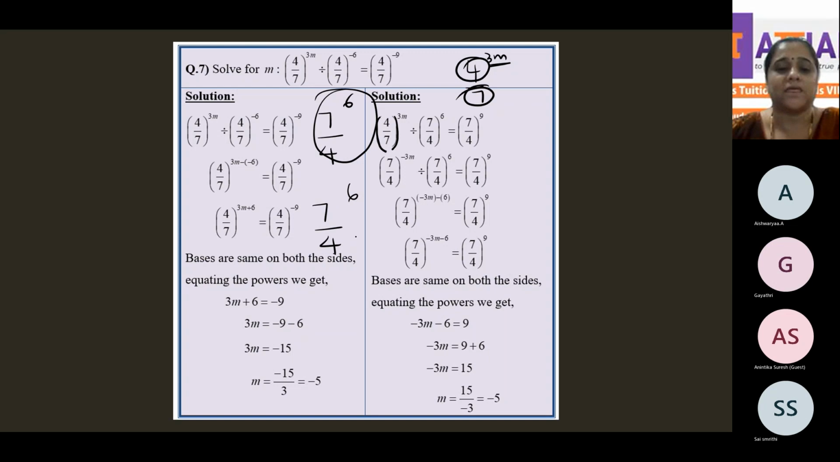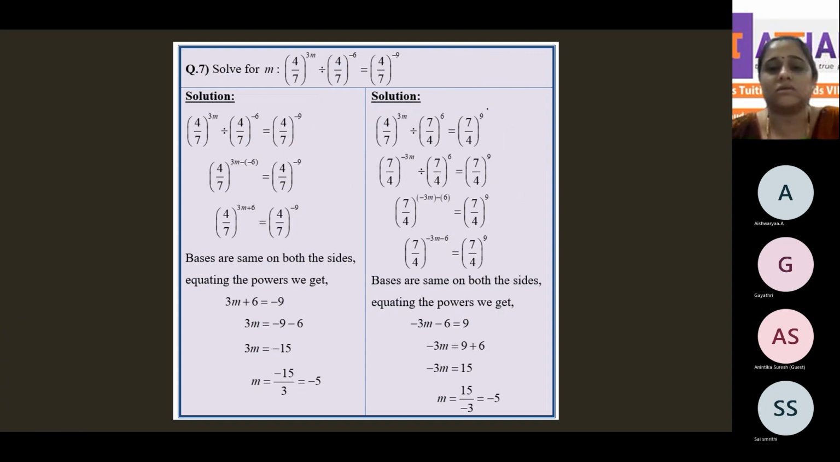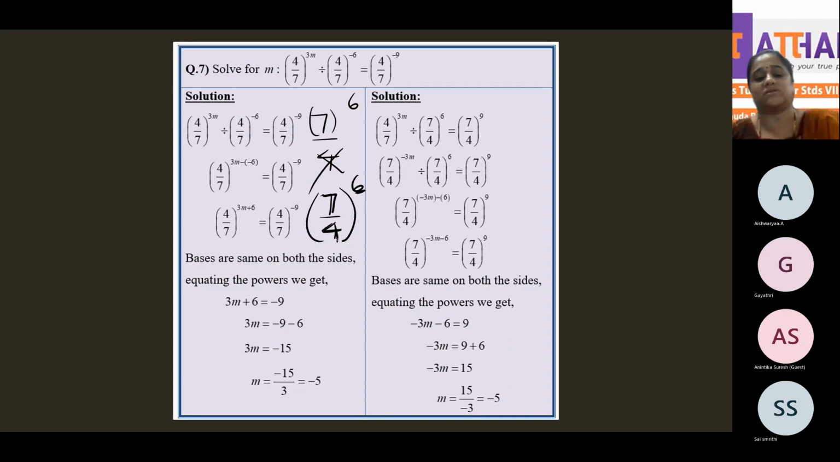If you write a 6 like this, at least you should have written it like 7 to the power 6 by 4. If you write 7 by 4 and somewhere in the air 6, there's no meaning. At least this one makes some sense, like 7 to the power 6 by 4. Now, when we write 7 by 4 to the power 6 like this, it can be for the numerator, not for the denominator. That is why we use a bracket. When we use a bracket and then write 6, that means the 6 is for both the numerator and the denominator.